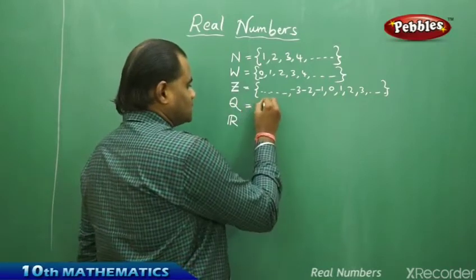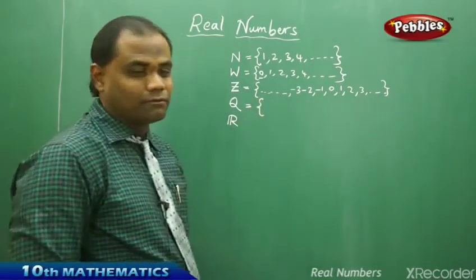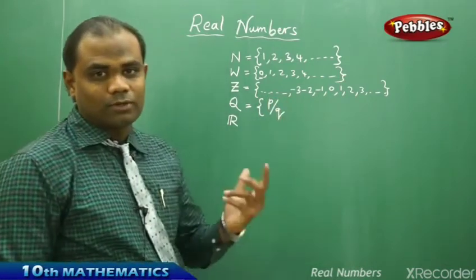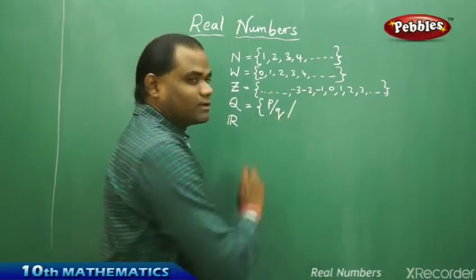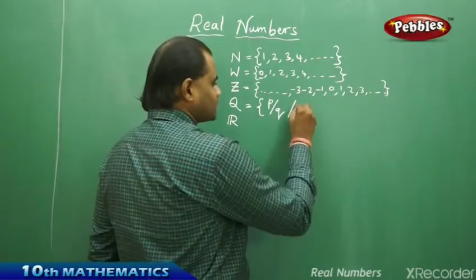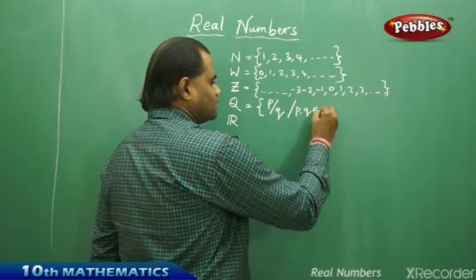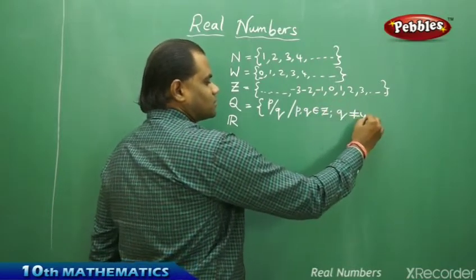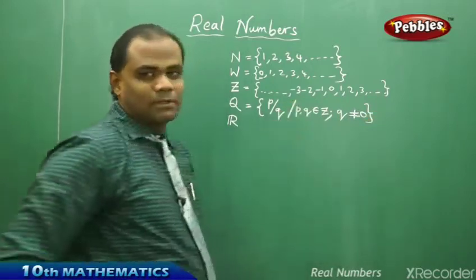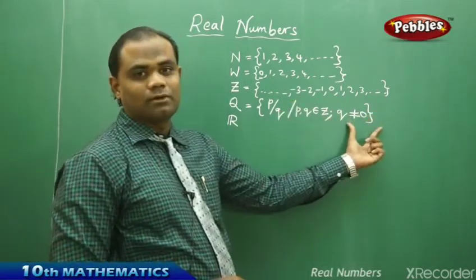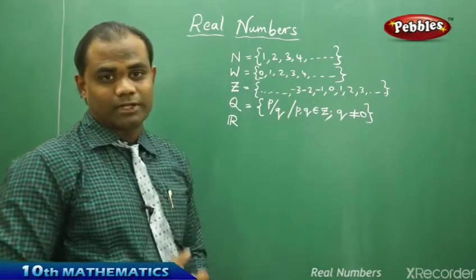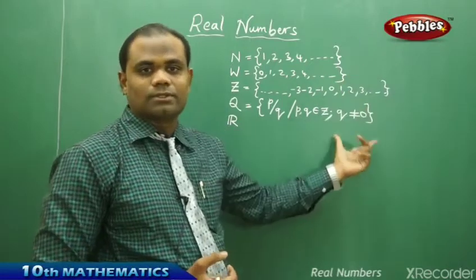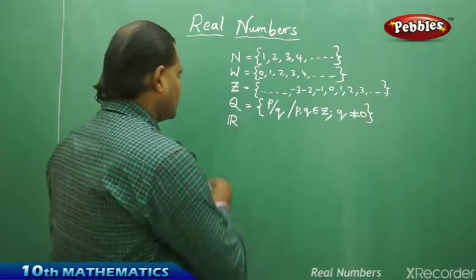Then I have rational numbers, which are defined in the general form as p over q, all the numbers in the form p over q, such that they satisfy two conditions. One is that p and q must be integers, and secondly, the condition is that q should not be equal to 0. So under these two conditions, all the numbers in the form p by q are called rational numbers.